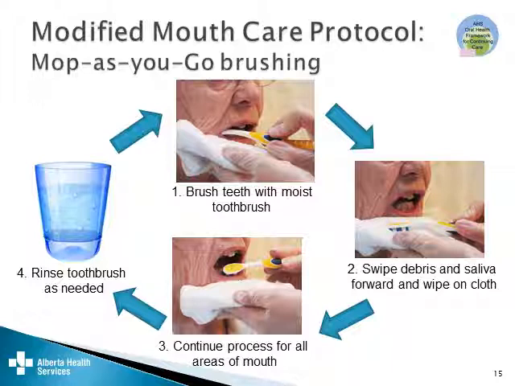There are 3 key differences between the basic and the modified mouth care protocols. 1. With the modified mouth care protocol, brushing is accomplished with a moist toothbrush and no toothpaste. 2. The saliva and debris is collected on a towel throughout the brushing. 3. Fluoride toothpaste is applied to the teeth after the brushing to help protect the teeth.